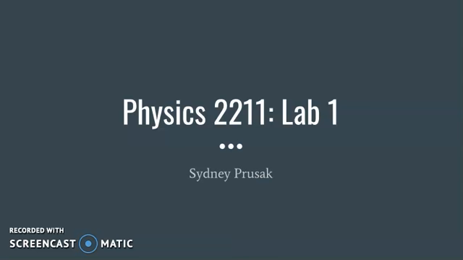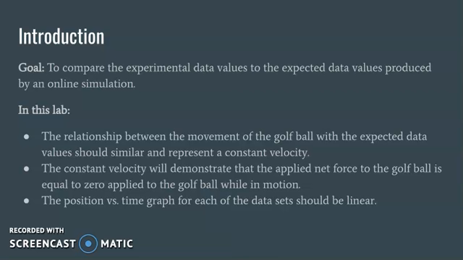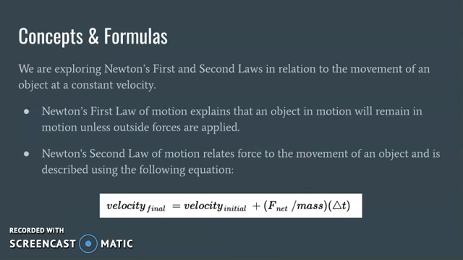This is my presentation of Lab 1 from Physics 2211. The goal of this experiment was to compare experimental data to data that has been collected from an online computational model. In this lab, the observed position data values of the golf ball should be very similar to the expected data values. The golf ball should have a constant velocity due to the net force of 0 acting on the golf ball. We should also see that the position versus time graph is linear, representing the constant velocity.